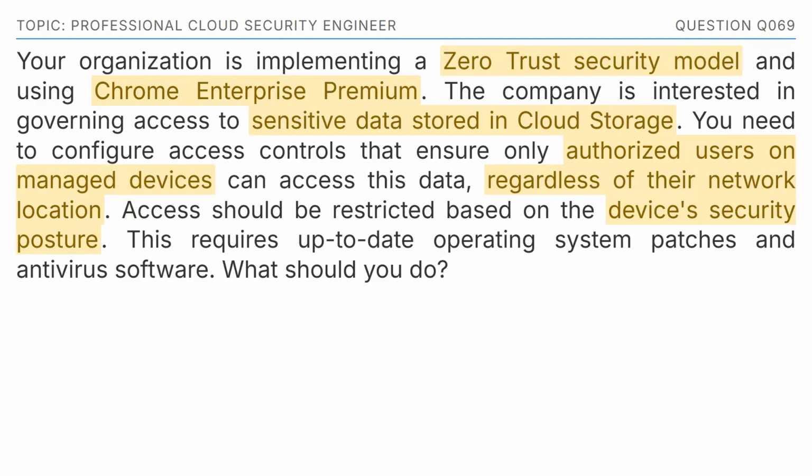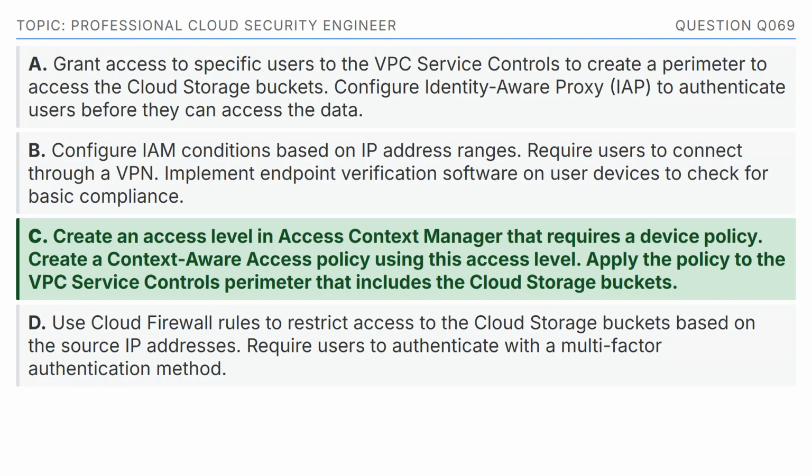To arrive at the correct answer, we focus on the keywords: Zero Trust Security Model, Chrome Enterprise Premium, sensitive data stored in cloud storage, authorized users on managed devices, regardless of their network location, device's security posture. The correct answer is option C, create an access level in Access Context Manager that requires a device policy. Create a context-aware access policy using this access level.